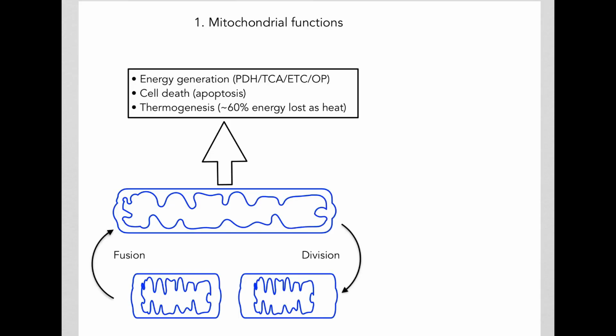Recall that most of the energy, or ATP, is generated by oxidative phosphorylation as electrons are transported to the electron transport chain. Another important function of mitochondria is in programmed cell death, especially apoptosis, and we'll talk about this in future videos. And another important function of mitochondria is thermogenesis. The mitochondria generates quite a bit of heat that helps keep our body temperatures at 37 Celsius or 98 Fahrenheit.